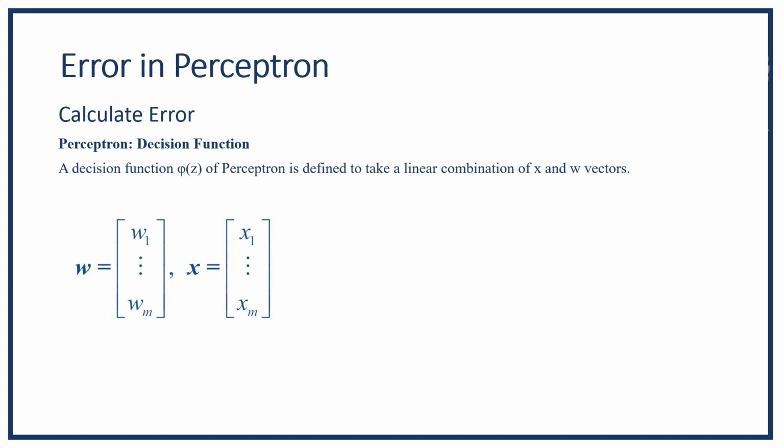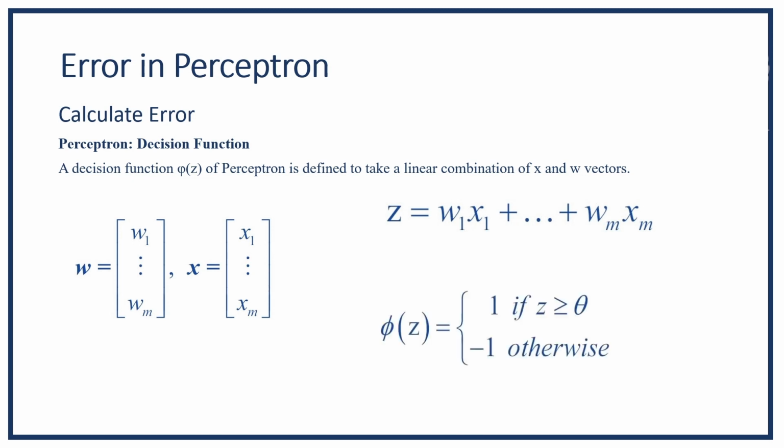The value z in the decision function is given by w1 x1 plus w2 x2 until it reaches wm xm. The decision function is plus 1 if z is greater than threshold theta, and otherwise it is minus 1. This is what we call the perceptron algorithm. Now let us look at the bias unit.